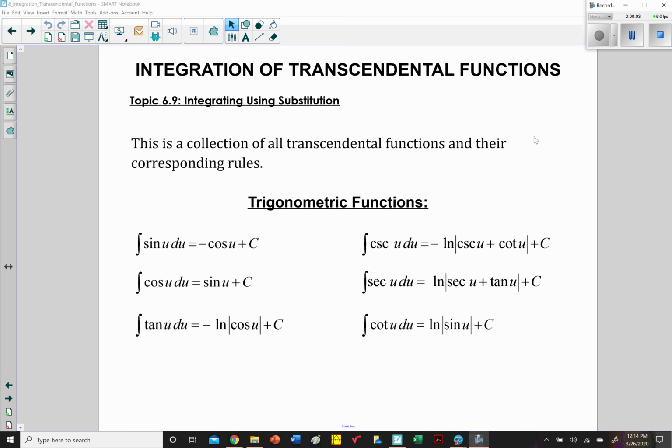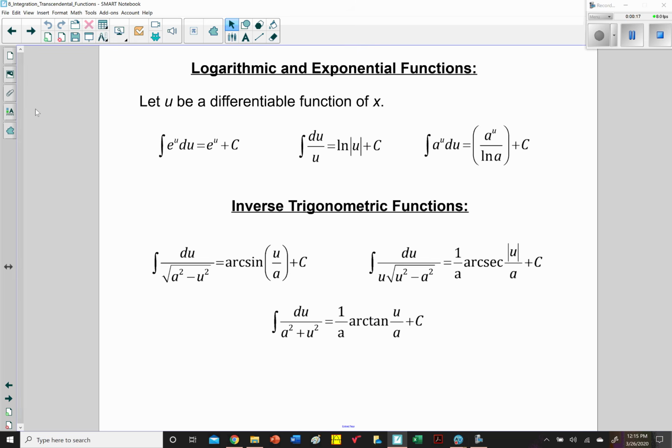Well, we've made it to the end of Unit 6. This is our last lesson, 6.8, where we're going to look at integration of transcendental functions in particular. I'm just restating the rules for all the trig functions here and the log and exponential functions here, and then the inverse trig functions that are most common here.